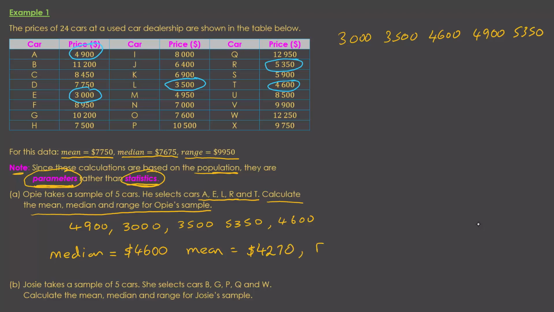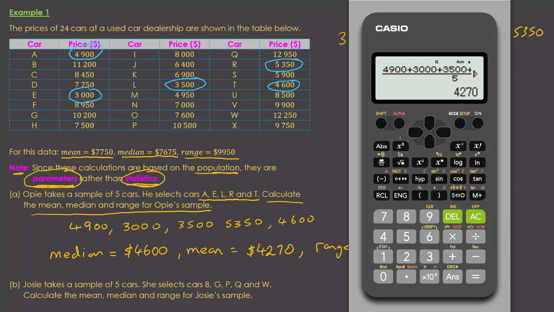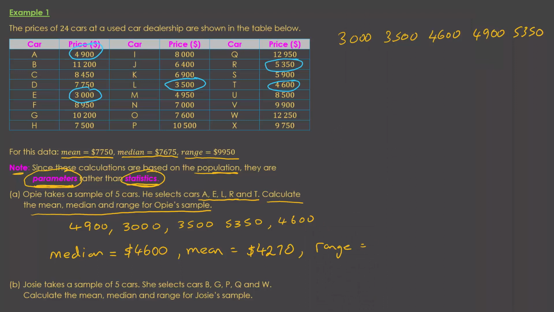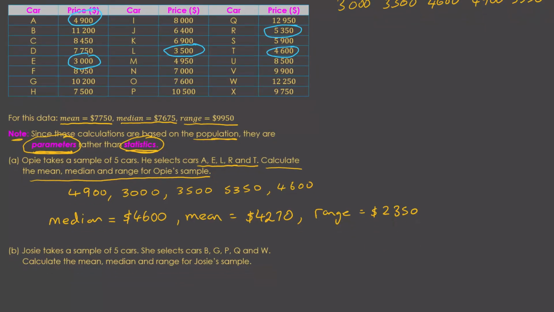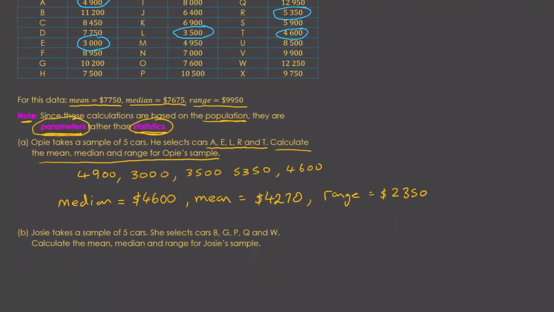And finally, the range is just the biggest piece of data, take away the smallest. So that's the 5,350, take away 3,000, 2,350. And we're going to talk about that shortly. So let's go on and look at Josie.